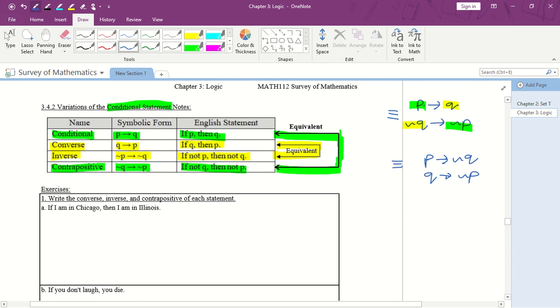It means that you need to change the places, and also if there's no negation, you add negation. If there's negation, you remove the negation. Just like the converse here, how the converse will be the same as the inverse. Look here, Q to P. How does it become equivalent? To P, you add negation P. To Q, you add negation Q and change their position. And that's how converse and inverse are equivalent.